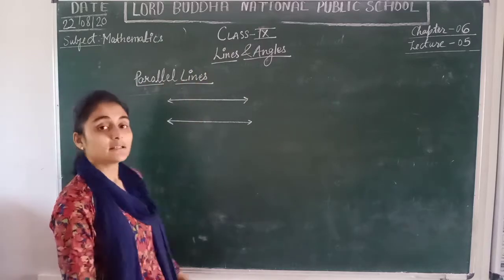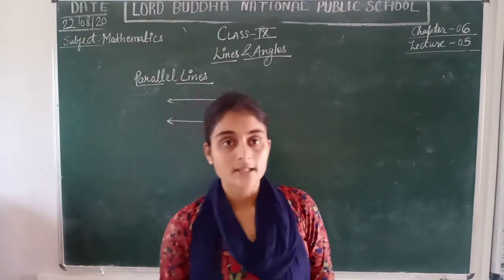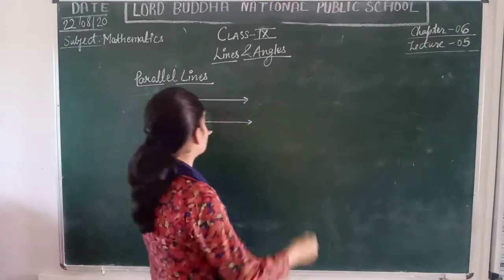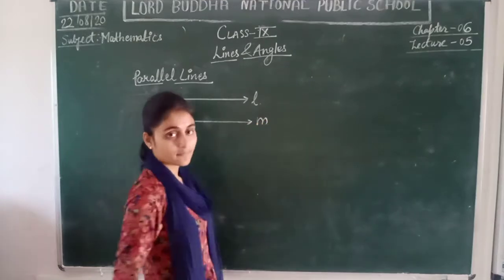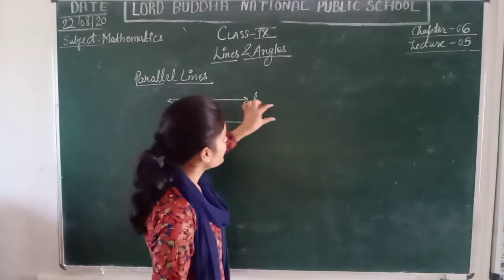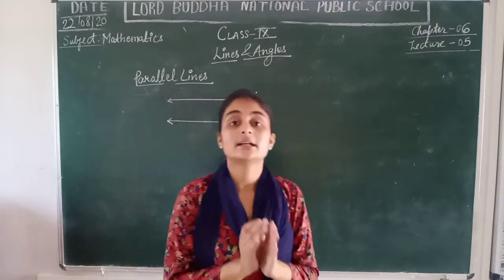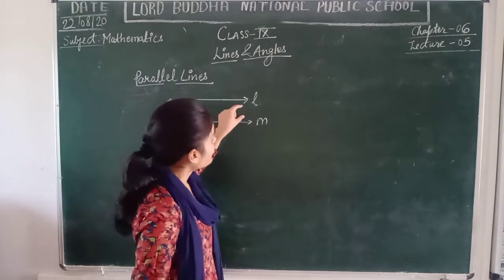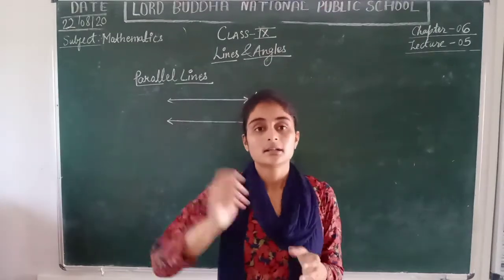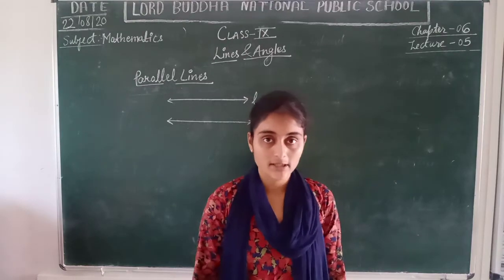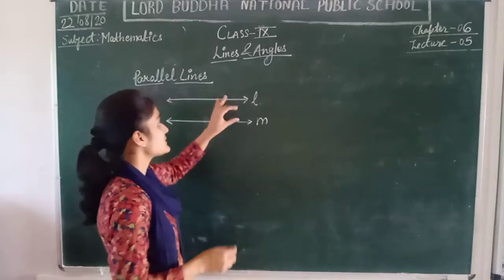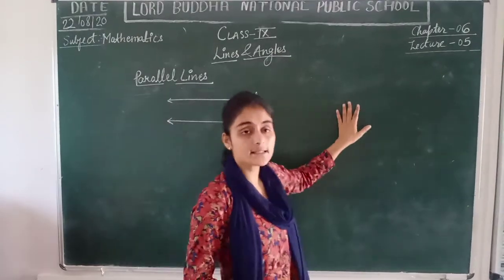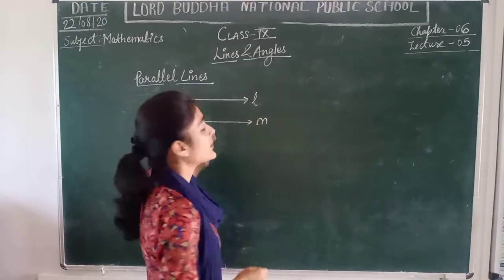A pair of lines that never intersect each other are called parallel lines. Like this, there are two lines L and M. If you extend them to infinity, they never intersect each other. If a pair of lines, on extending to infinity, never meet each other at any point, they are called parallel lines. अगर दो लाइंस को जितना भी आगे प्रोड्यूस कर दिया जाए, बढ़ाया जाए, और वो कभी भी आपस में इंटरसेक्ट ना करें, then they are called parallel lines. Okay?